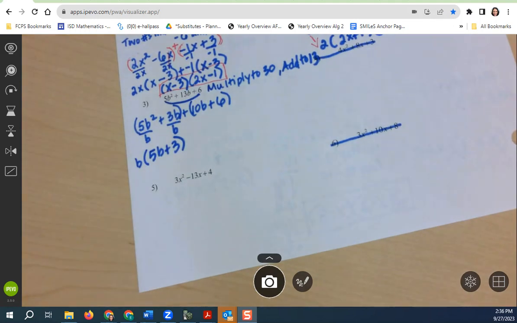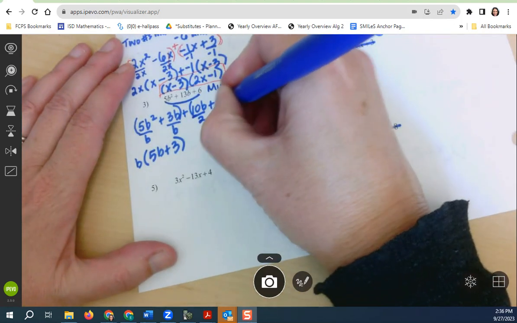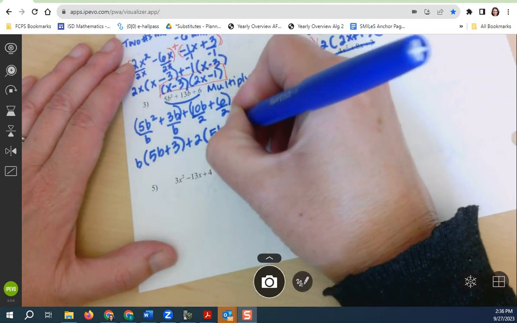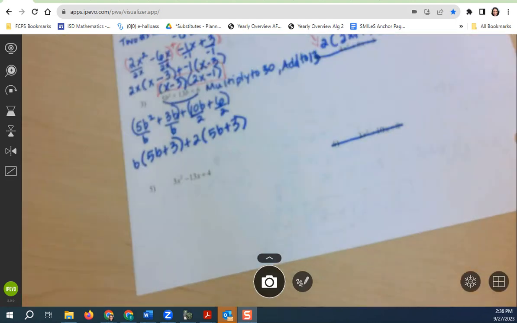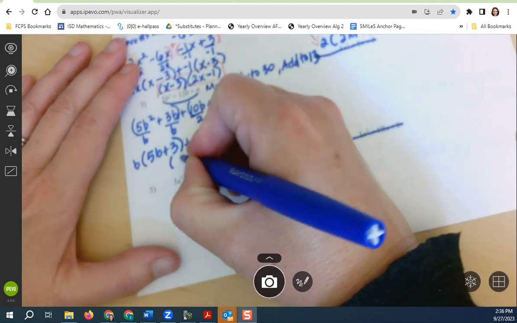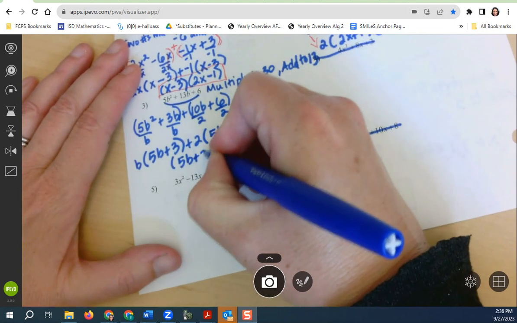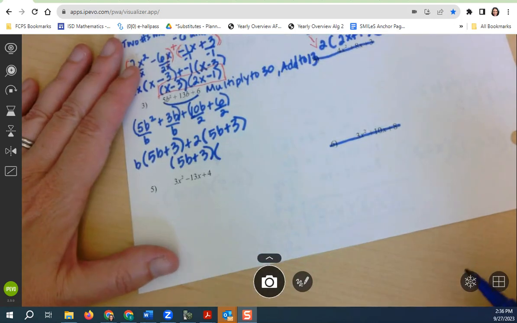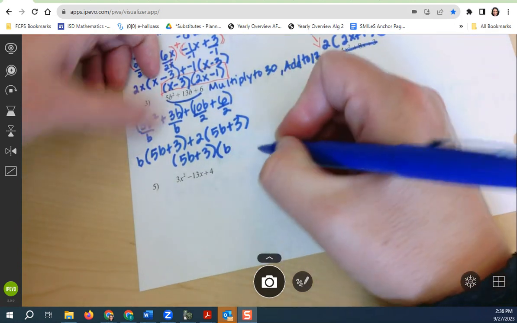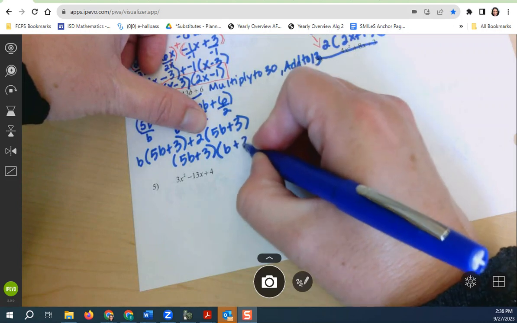The next 2, they don't both have b, but I can divide 10 and 6 both by what number? 2. So I'm going to divide by 2. And again, I have 5b plus 3. So I have twins. That's one of my factors. 5b plus 3. The other factor comes from the outsides. 5b plus 3 is being multiplied times b, and 5b plus 3 is being multiplied by 2.